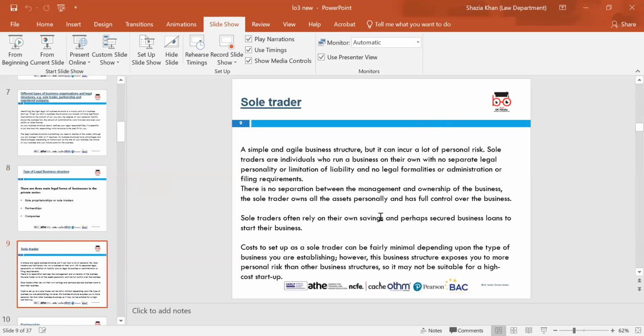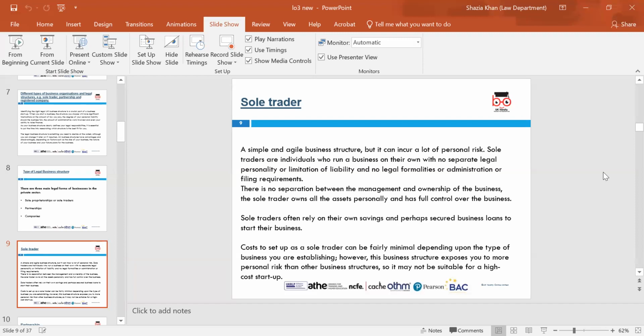So first one is a sole trader. And this is a simple and an agile business structure, but it can incur a lot of personal risk. Sole traders are individuals who run a business on their own with no separate legal personality or limitation of liability and no legal formalities or administration or filing requirements. There is no separation between the management and the ownership of the business. The sole trader owns all the assets personally and has full control over the business.